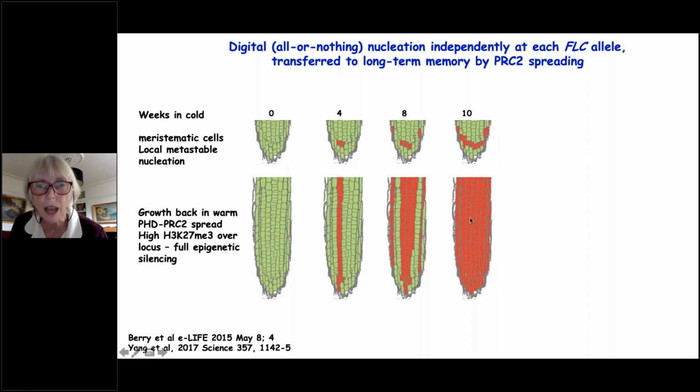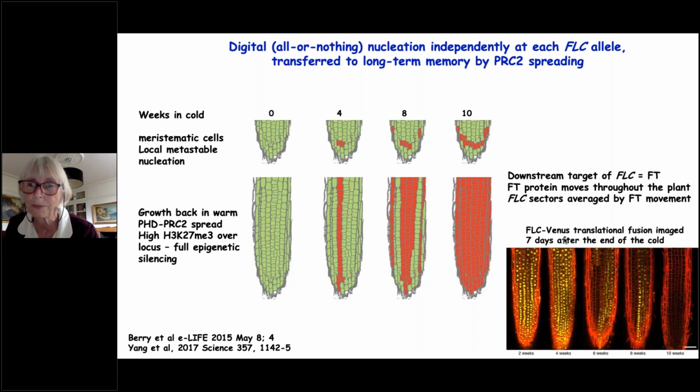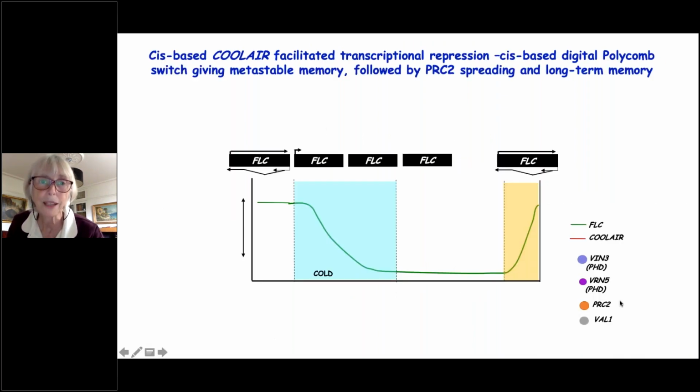But if you grind these up and look at the FLC expression, it looks quantitative. But it's not quantitative at each locus, it's a digital on and off with the population average changing, the proportion of cells switching. And what you see in the bottom right here is actually what real roots look like, expressing an FLC luciferase with the gene still on. You see it in all the files, but with increasing weeks of cold, you see now progressive silencing of the files. So we had a switch.